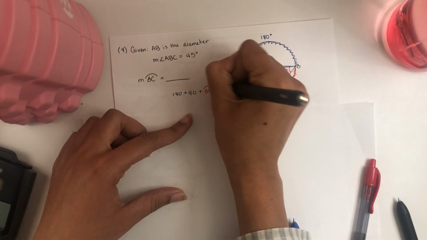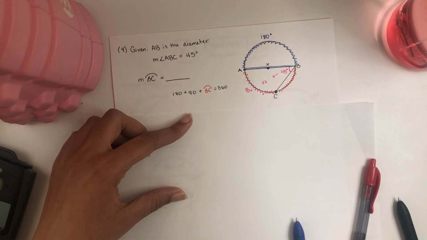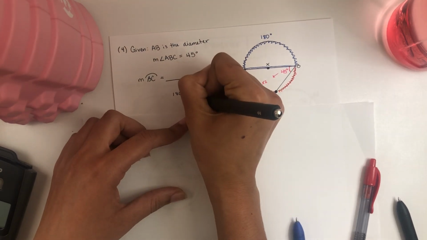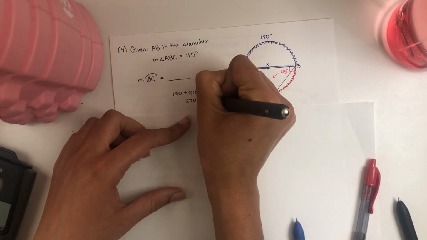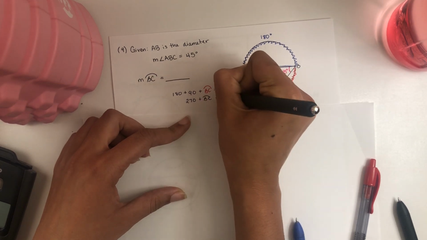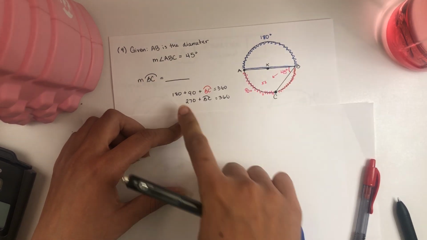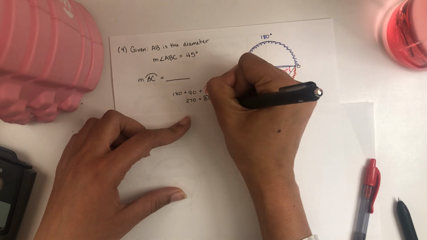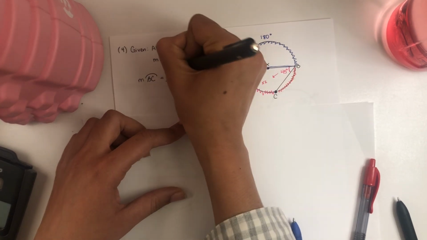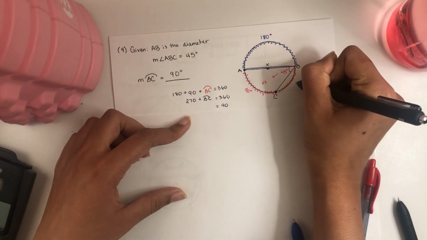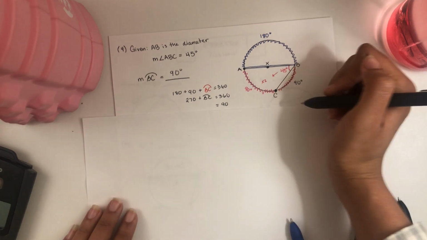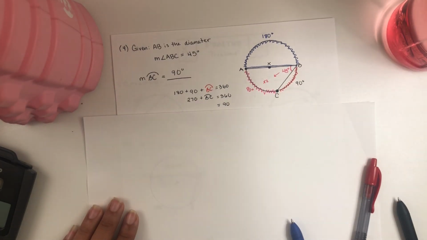They're gonna add up to 360, right? So 180 plus 90 is 270. I subtract 270 on both sides, and I end up with 90. This right here would also be 90. All right?